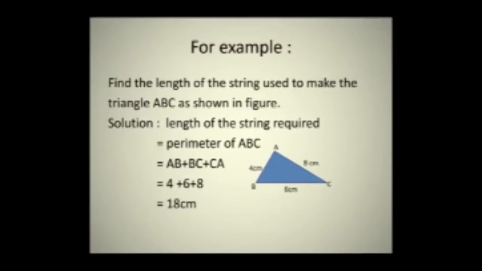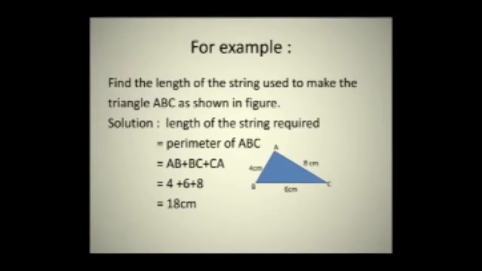For example, find the length of the string used to make the triangle ABC as shown in the figure. Solution. Length of the string required to make a triangle is equal to the perimeter of triangle ABC. And the perimeter of triangle ABC is equal to the sum of the lengths of its sides. Sides of the triangle are AB, BC, CA. So we add AB, BC and CA. Means AB plus BC plus CA.